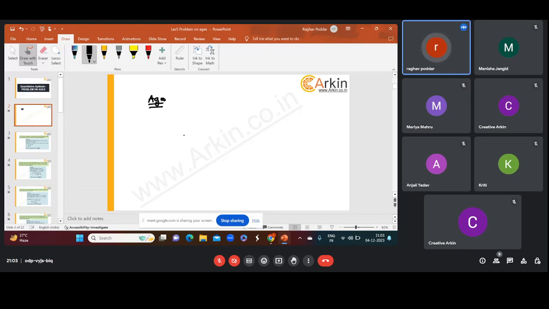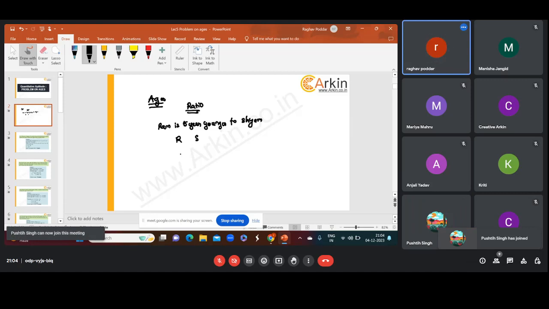In this ages chapter, your particular concept of ratio would be used. So let me give you an example. Suppose Ram is 5 years younger to Shyam. The ratio of ages of Ram and Shyam is 4 is to 5. Okay, it is 4 is to 5.